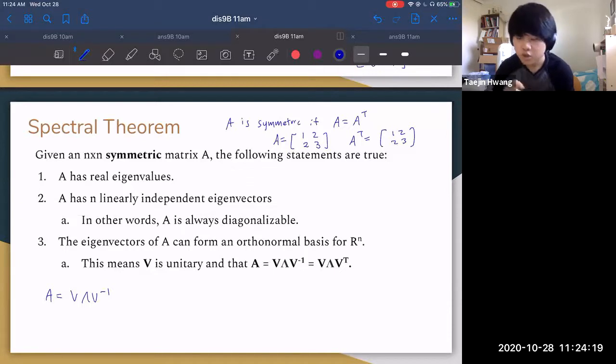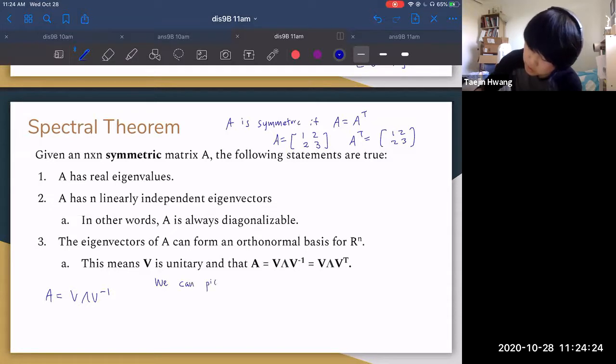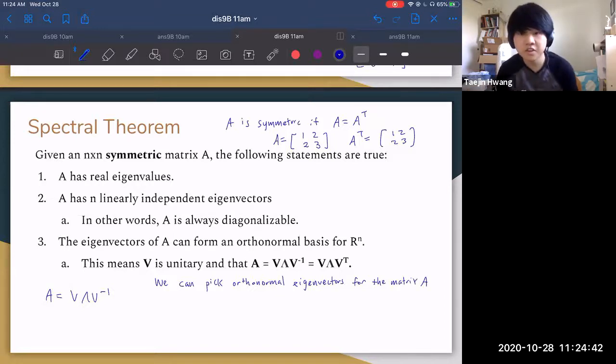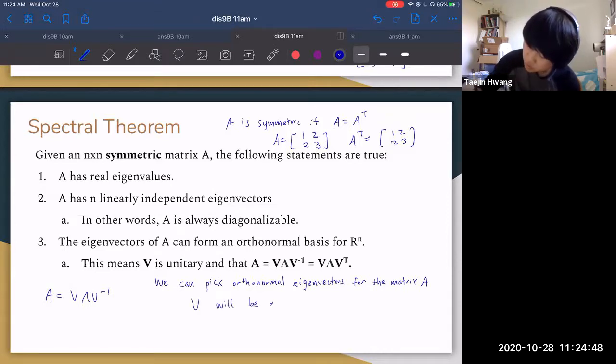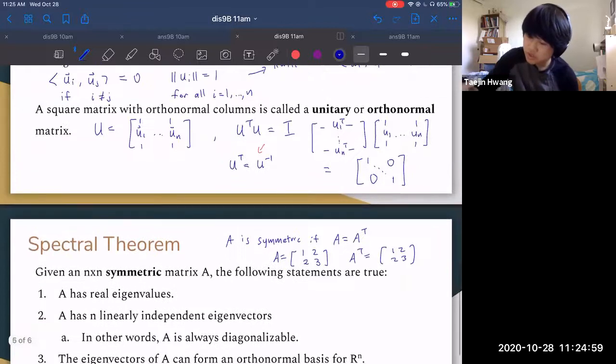orthonormal. Another way to say this is we can pick orthonormal eigenvectors for the matrix A. And if we pick these eigenvectors to be orthonormal, then V will be an orthonormal matrix. And the significance of this is, V inverse is going to be equal to V transpose, as we said earlier over here.